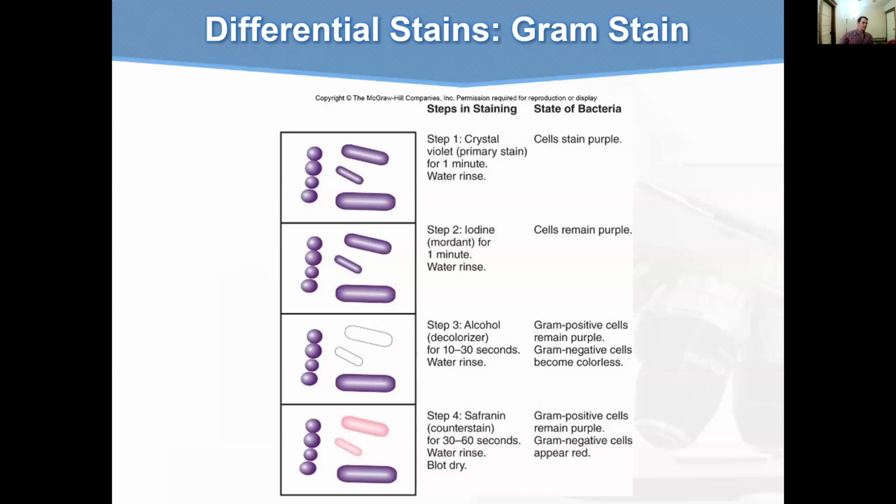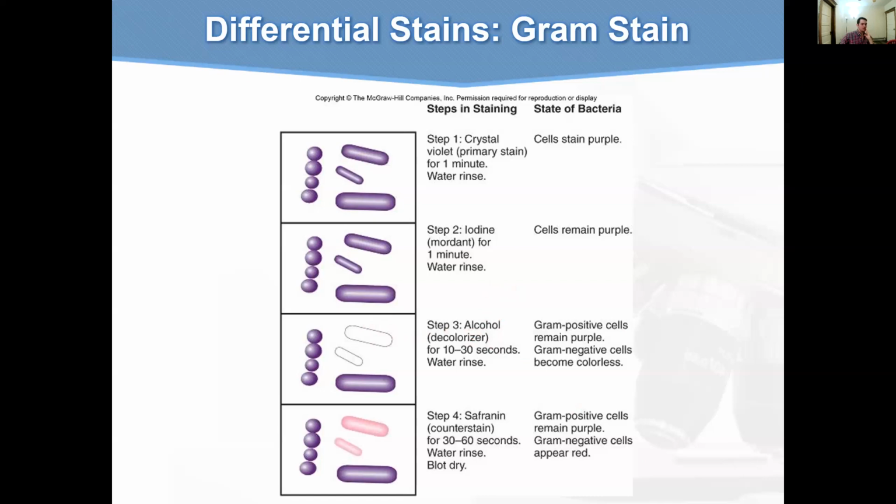So here is what that process actually looks like. You have your bacterial organism, and you stain it first using crystal violet, which makes everything purple. Then you add iodine. Iodine interacts with the crystal violet to form big complexes, known as mordant. A mordant is a chemical that intensifies the stain. Then you add your alcohol.